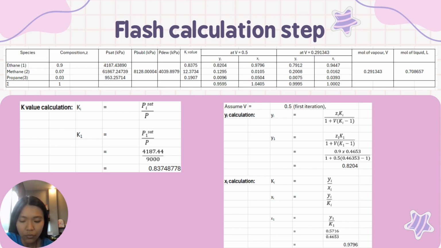For the mole fraction of vapor and liquid calculation, we first try using V equals 0.5 for the first iteration. So at V equals 0.5, the summation of Y of species i is 0.9595 and the summation of X is 1.0405.